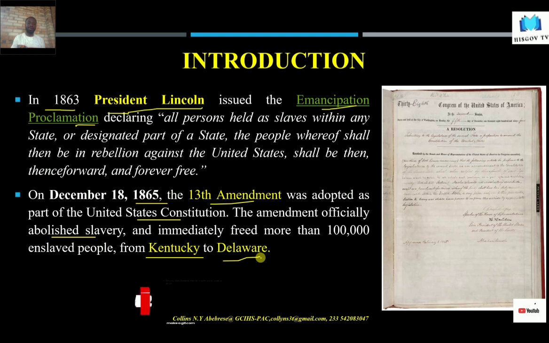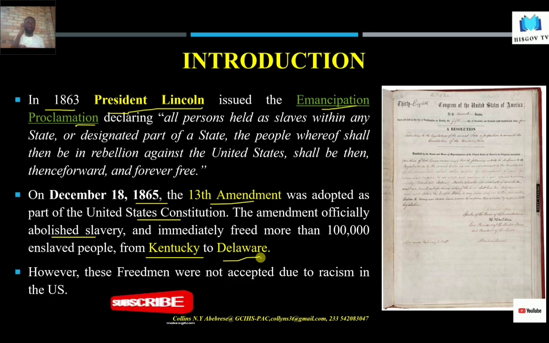Now, after the abolition of slavery, there came a problem in the US. You can imagine a slave who had been with his or her master all their life is now asked to be free, to go and fend for himself. Don't forget that some of these slaves did not have any education. Some of them actually did not go to school.